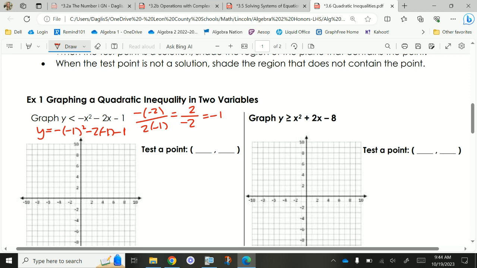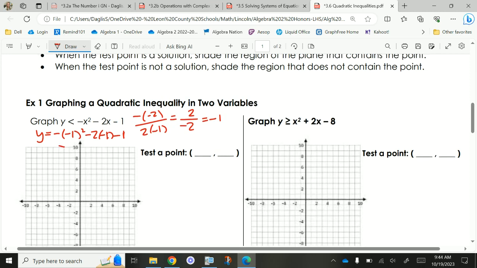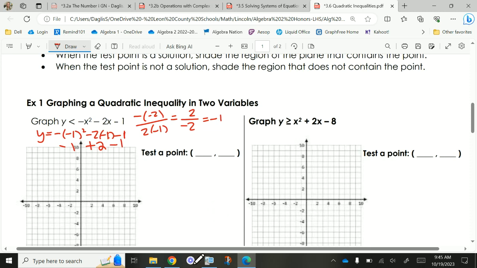So negative 1 squared is positive 1, but there is a negative out front, so this stays as a negative 1. This becomes positive 2 minus 1. So what is that, 0? Negative 1 plus 2 is 1. 1 minus 1 is 0. So our vertex is going to be at negative 1, 0. Right there.